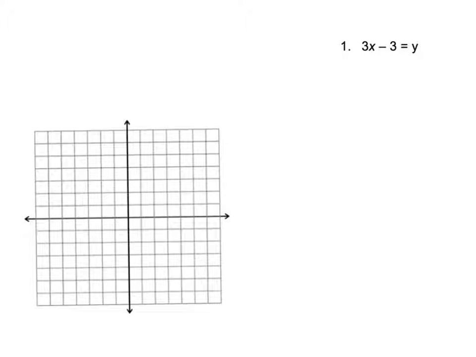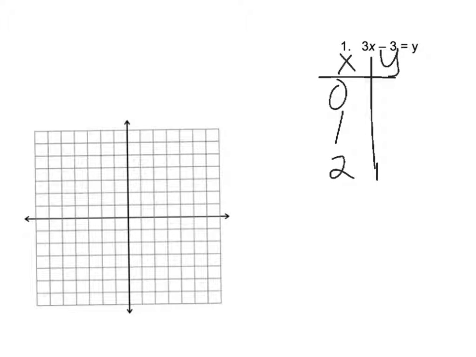I'm looking at number 1 here, and when I see it, I notice that it's already in slope-intercept form. So when I see that, I just automatically start by making my table. Now when I make my table, I'm going to choose really easy numbers. Easy as 0, 1, and 2. When I do that, I then will replace the x in the equation with these x coordinates that we picked.